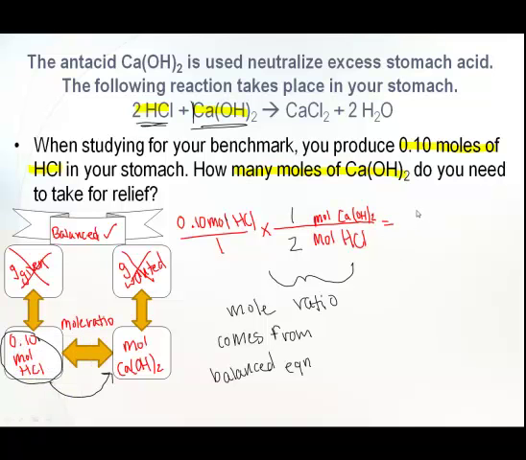So whenever I do that, I get 0.05, which is half of 0.1. And mole of HCl canceled with mole of HCl. The only thing I'm left with is mole of calcium hydroxide. So my units here are going to be moles of calcium hydroxide.